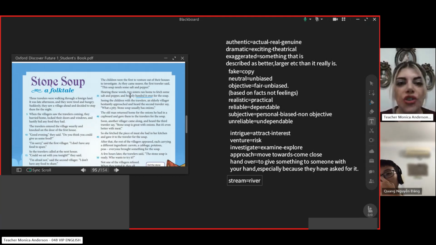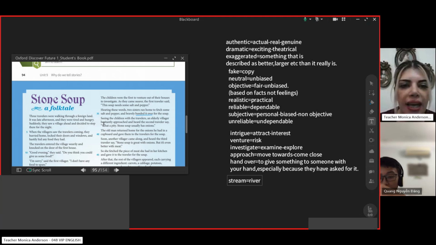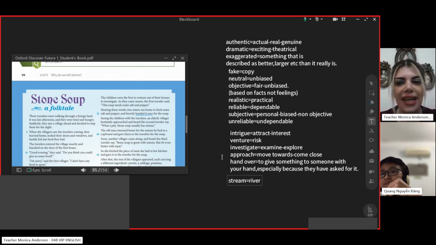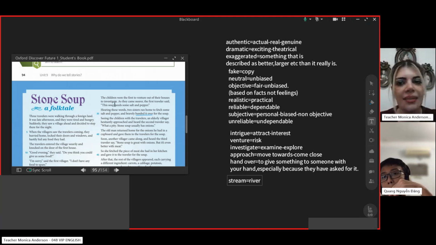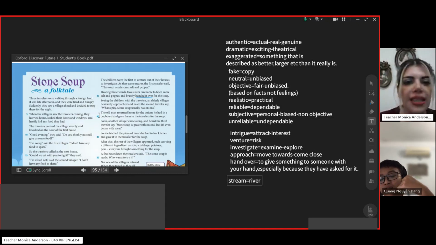And of course, venture we have here. Venture means risk. Intrigue means attract or interest. Investigate is examine or explore. Approach means move toward or come close. And stream means river. Okay? All right. Is there any other word that you want to ask me?